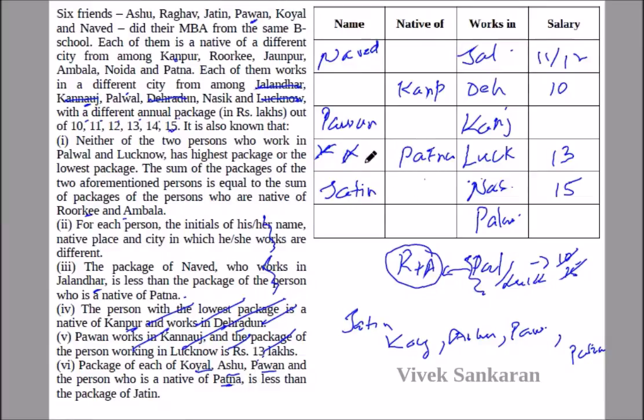Who is left? Here you have J, P and N. So you have A, R and K. We know A and K are not here, because it is already put up there. So this has to be R, Raghav.